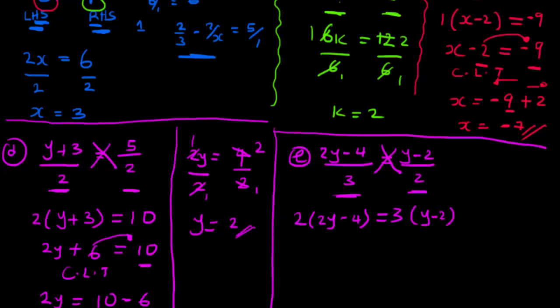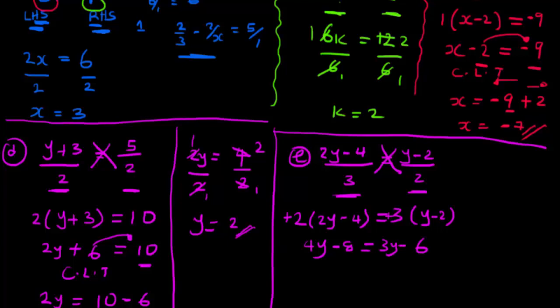I open the bracket. 2 times 2y is 4y. Now remember, must always be careful of the sign. Plus times minus is minus. 2 times 4 is 8. Then I have 3 times y is 3y, and there's an invisible plus. Plus times minus is minus. 3 times 2 is 6.